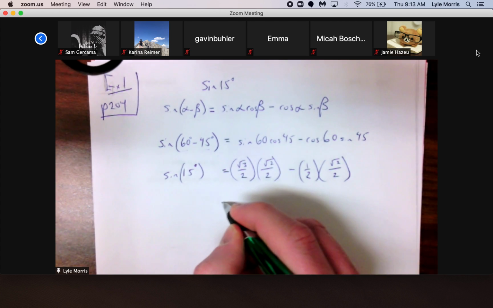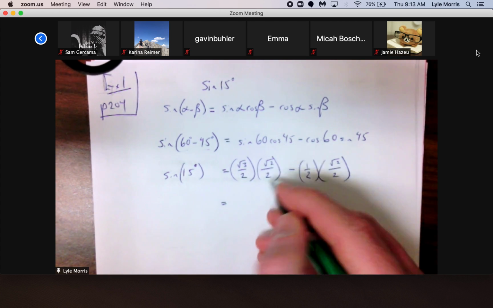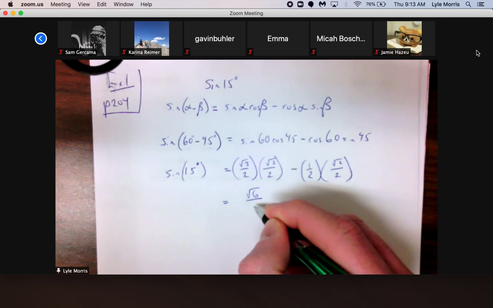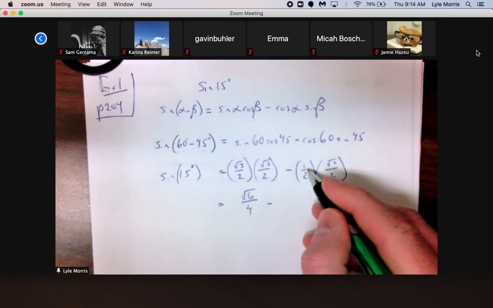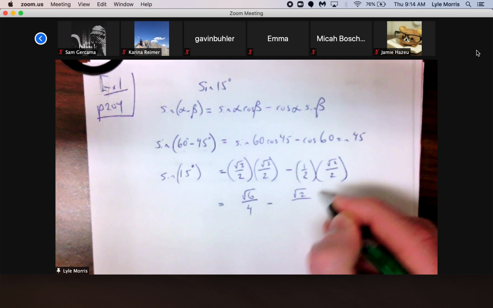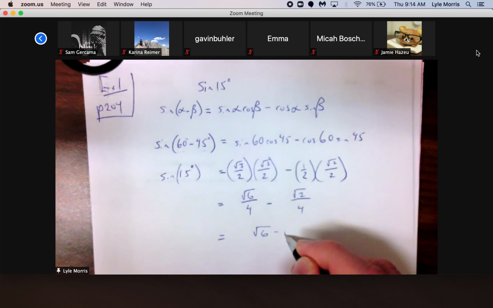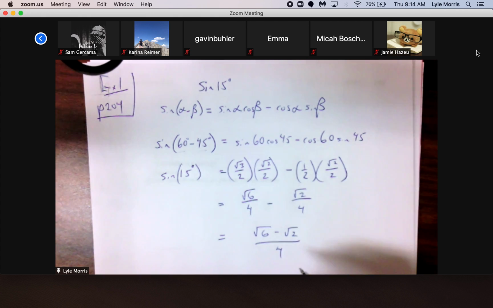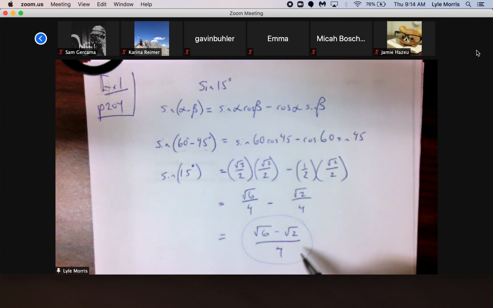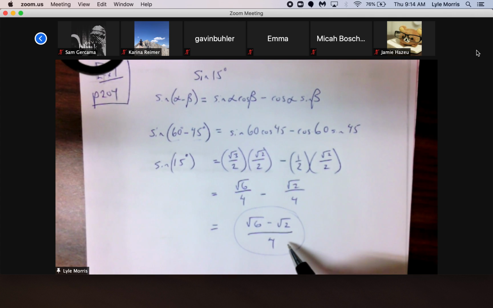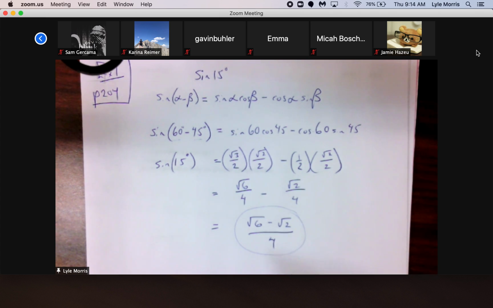So then you just simplify. Root 3 times root 2 is root 6 over 4, minus 1 times root 2 is root 2 over 4. Same denominator: root 6 minus root 2 over 4. That is the answer. It looks weird, and you're thinking that can't possibly be it. It is. This is an exact number. This is not a decimal that we're rounding. This is as exact as it comes.